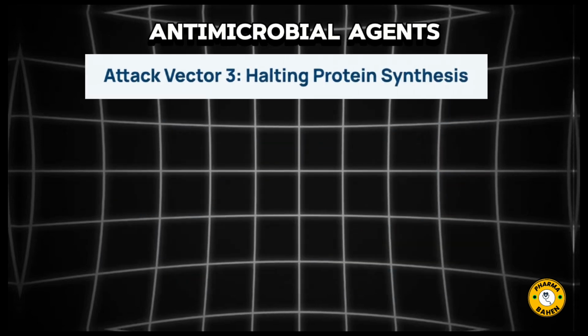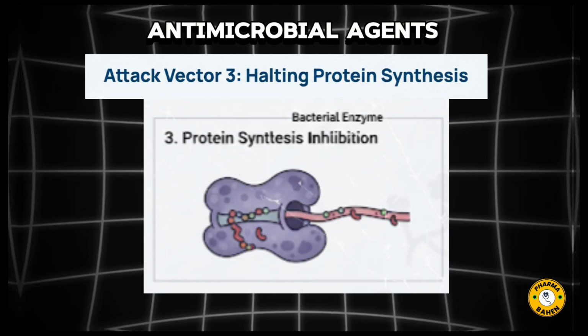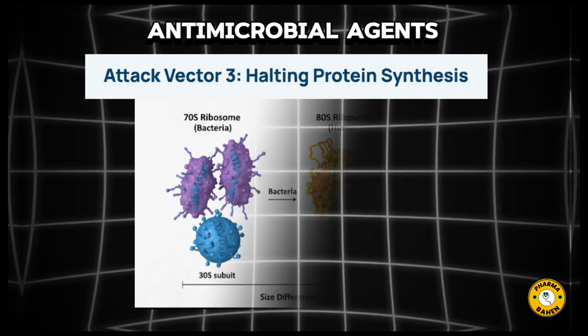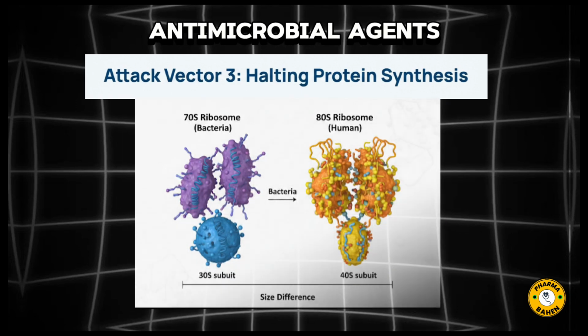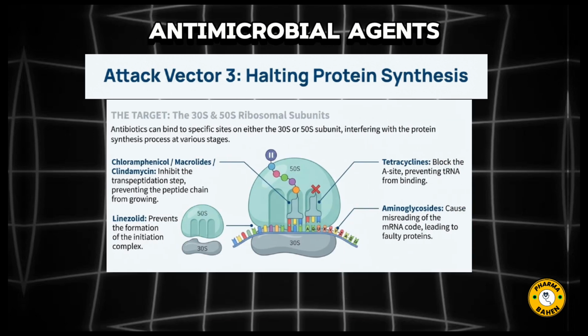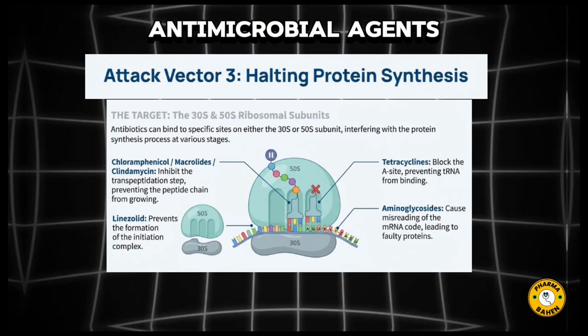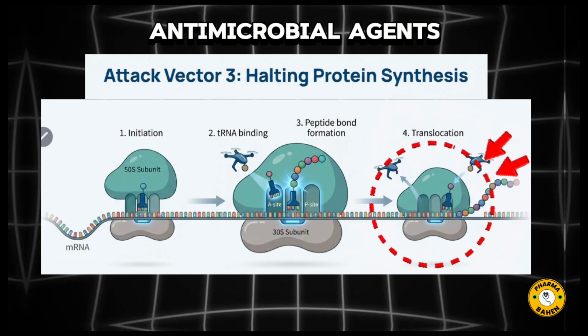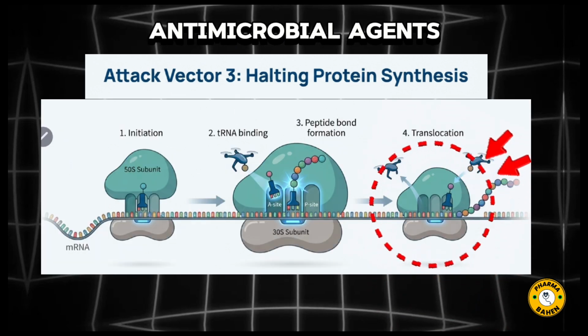And weapon 3 is the factory, blocking protein synthesis. Bacteria need proteins to survive, and they use ribosome factories to make them. But their factory, the 70S, is built differently than ours, the 80S. Tetracyclines and aminoglycosides jam the small 30S machine, while the macrolides and chloramphenicol shut down the large 50S machine. By stopping the translocation, we stop the bacteria from building anything it needs to live.